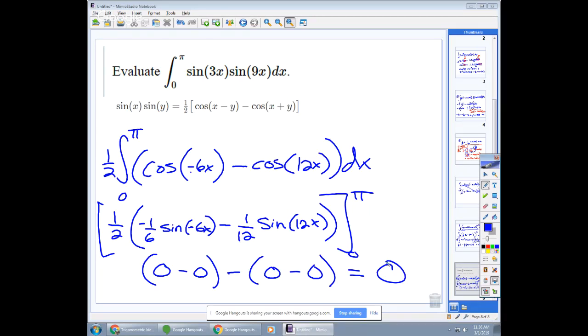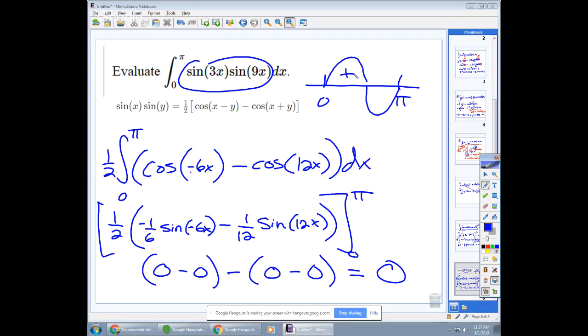So what must happen graphically? If you graph this function right here on the interval from 0 to pi, what you're going to find is exactly half of the area is up top and exactly half of the area is down below. Now, is it going to look like a perfect wave like that? No, it could be super wiggly, and it probably is super wiggly. But we'll have cancellation of positive area and negative area.